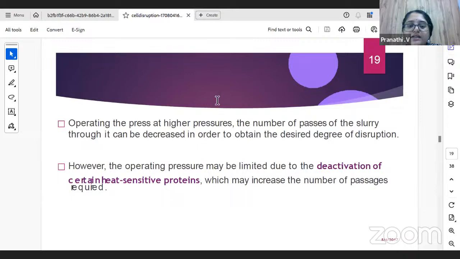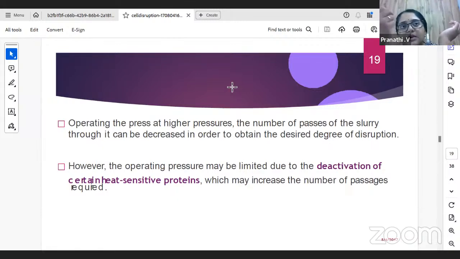So when you're using this at higher pressures, the number of passes of the slurry through it can be decreased. So you're going to get the required amount of disruption. But if you're using high pressure, certain heat sensitive proteins will be deactivated. So this may increase the number of passages required. So you can't use it at once and get your cells to be disrupted.